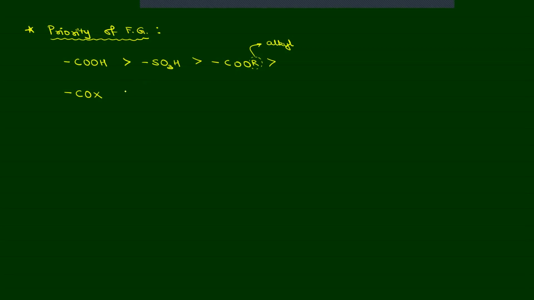Alkyl halides. Acyl halides. These are some new functional groups which you haven't studied. So that's the reason the table reference is important. COX is the acyl halide, followed by CONH2, amides. Then CN, nitriles.